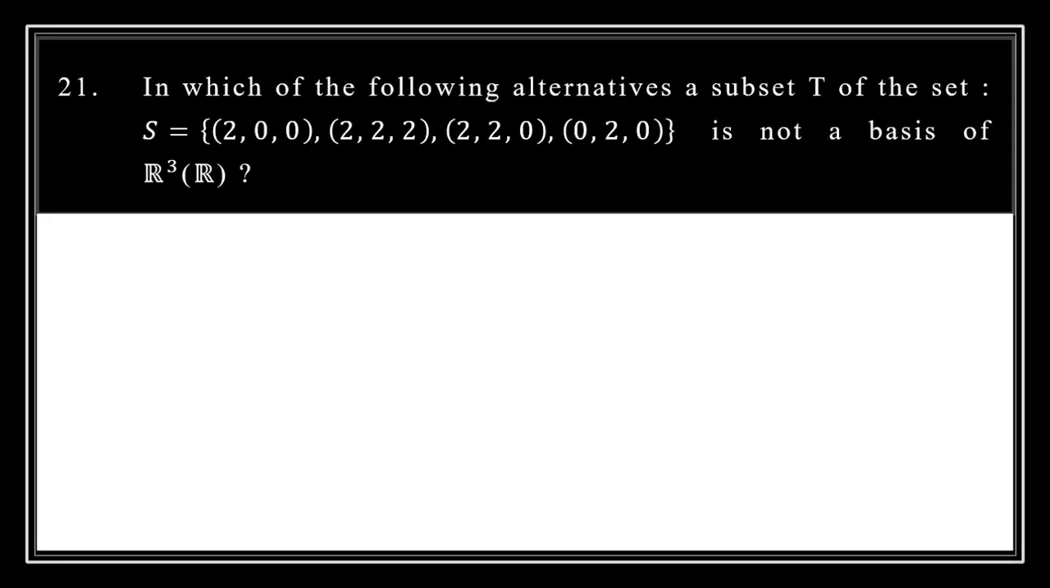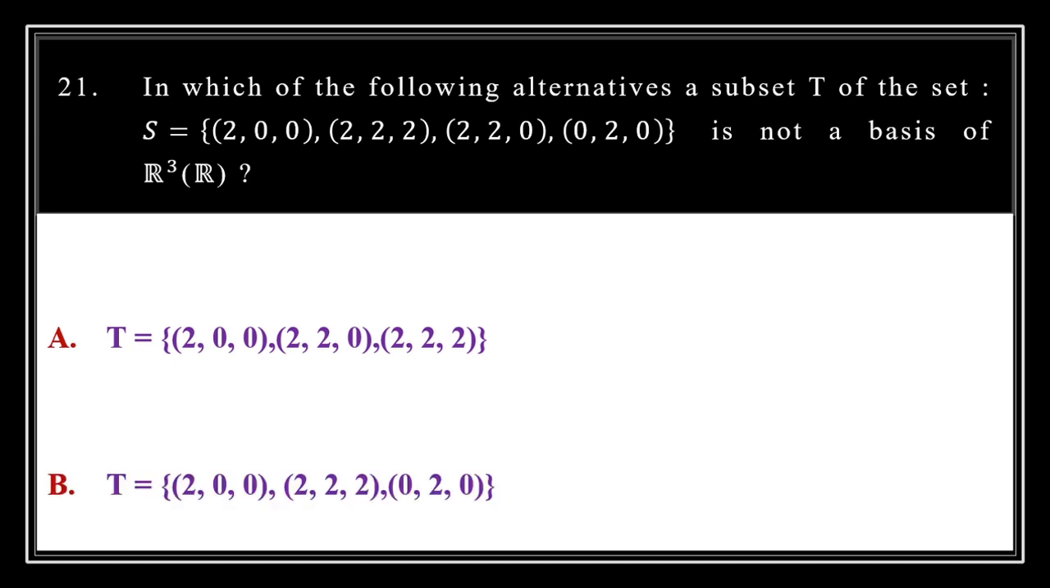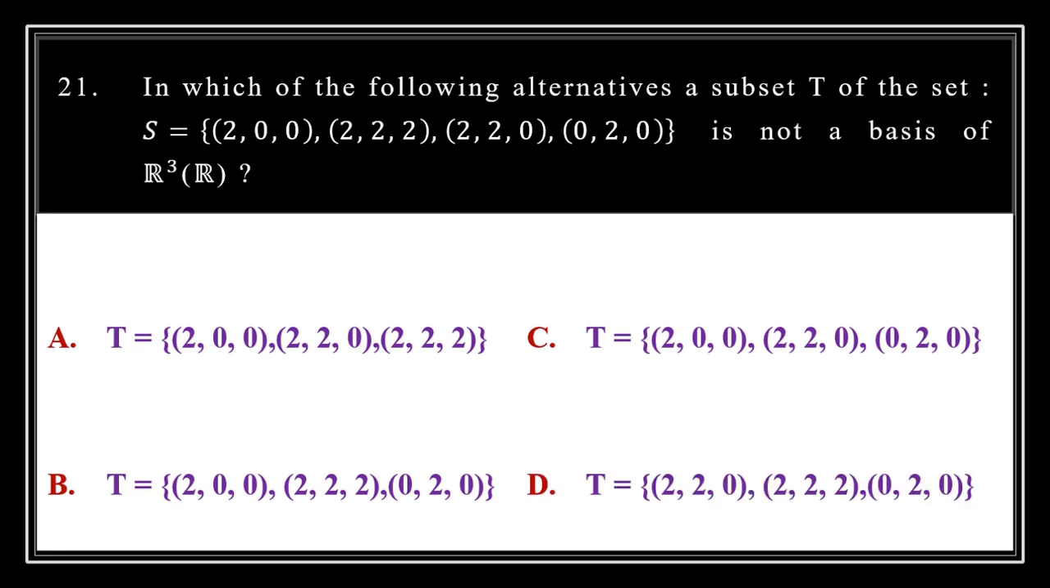Question 21. In which of the following alternatives is a subset T of the set S, equal to the set containing vectors (2,0,0), (2,2,2), (2,2,0), (0,2,0), not a basis of R3 over the set of real numbers R? Options are A. T is equal to the set containing vectors (2,0,0), (2,2,0), (2,2,2). Option B, T is equal to the set containing vectors (2,0,0), (2,2,2), (0,2,0). Option C, T is equal to the set containing vectors (2,0,0), (2,2,0), (0,2,0). And option D, T is equal to the set containing vectors (2,2,0), (2,2,2), (0,2,0).